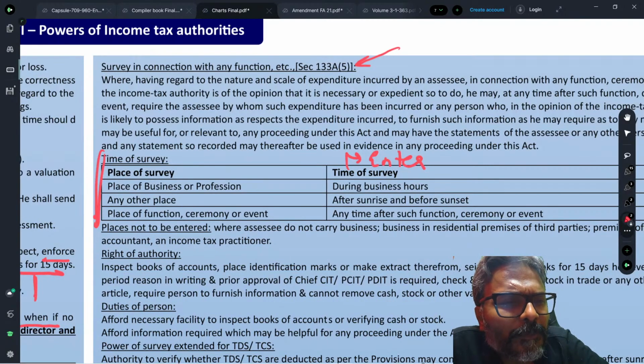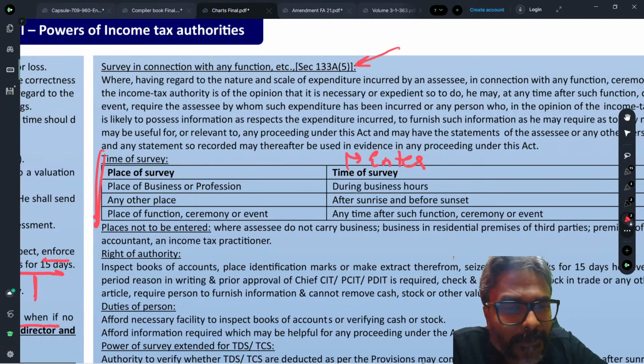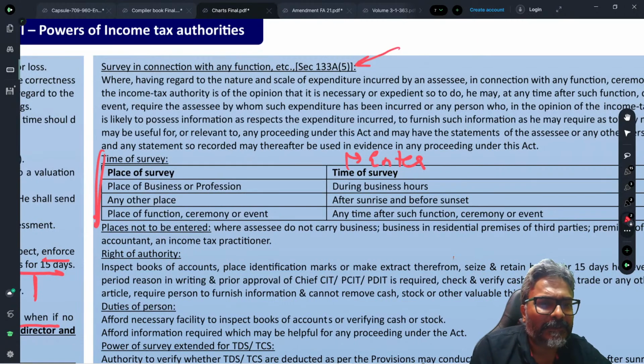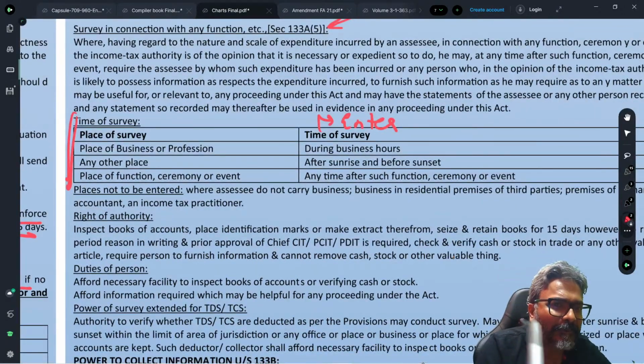And I already told you about the function, ceremonies and the event. You can do the survey, students, at any time but after such function, ceremony or event is over. Is that clear to all of you? Fine, students, and that's exactly what it is. Now, if you all are through with this one, now please be careful.